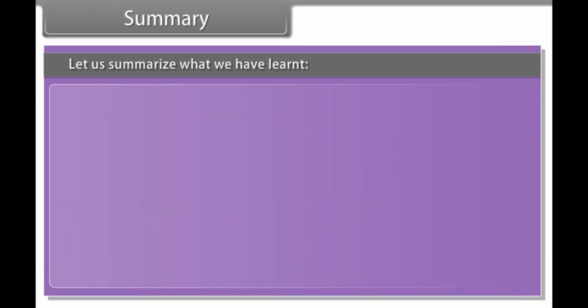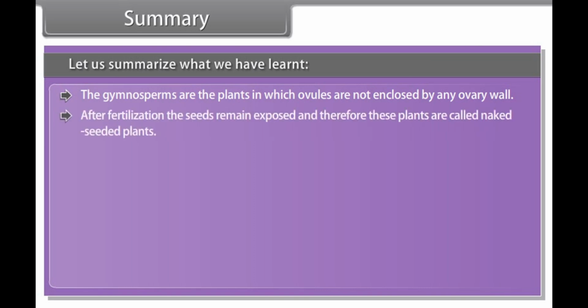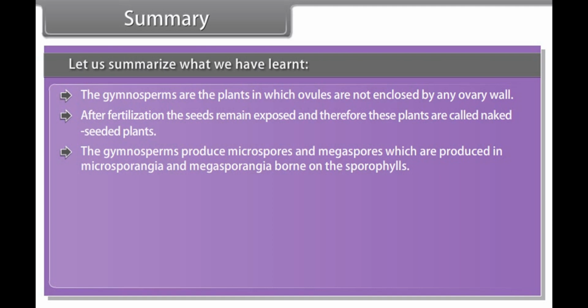Let us summarize what we have learned. The gymnosperms are the plants in which ovules are not enclosed by any ovary wall. After fertilization, the seeds remain exposed, and therefore these plants are called naked-seeded plants. The gymnosperms produce microspores and megaspores, which are produced in microsporangia and megasporangia borne on sporophylls.